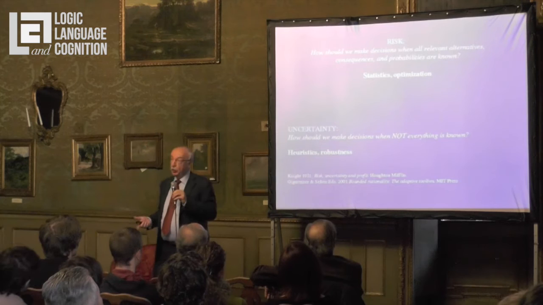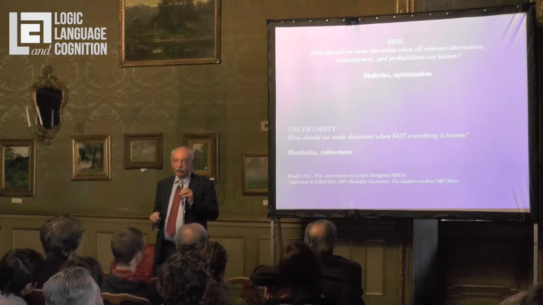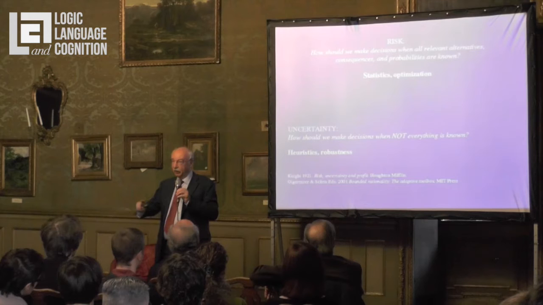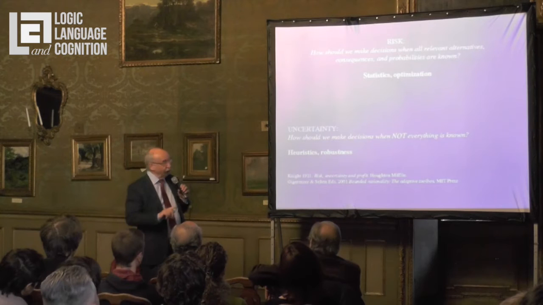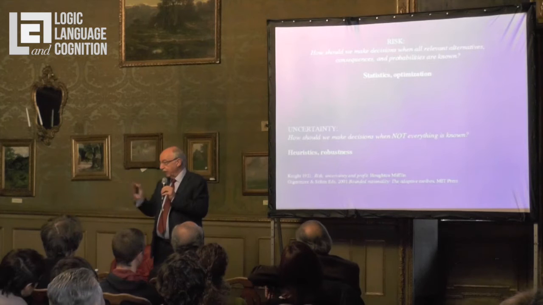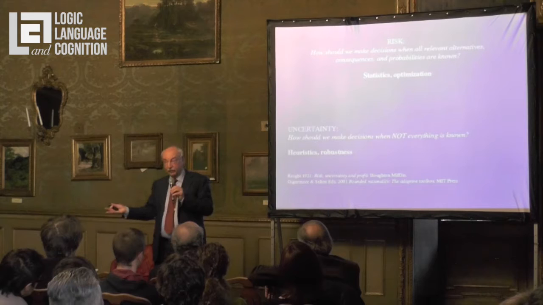So risk decisions are when you go in the casino this evening and play the roulette, you're in a world of risk. You can calculate how much you will lose in the long run. But in many situations, you're in a world of uncertainty where only some things can be calculated, but not everything. Whom should you marry? You can't know all the alternatives and all the consequences. There will be surprises.